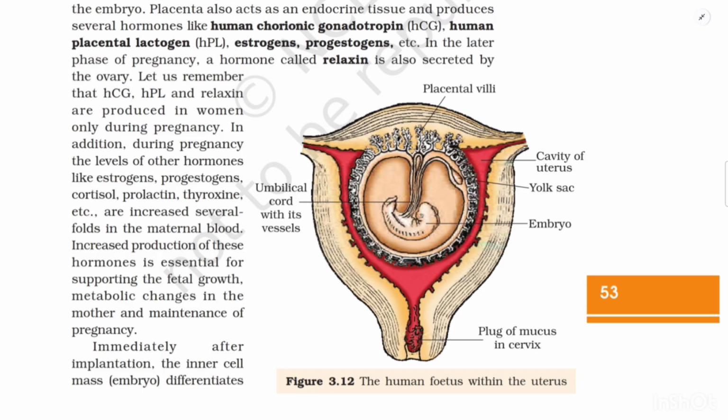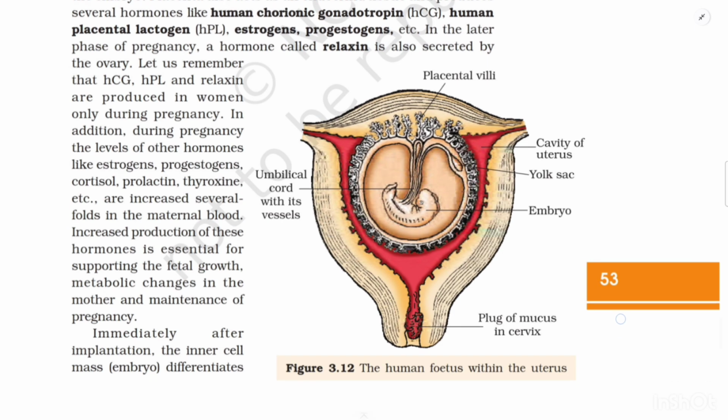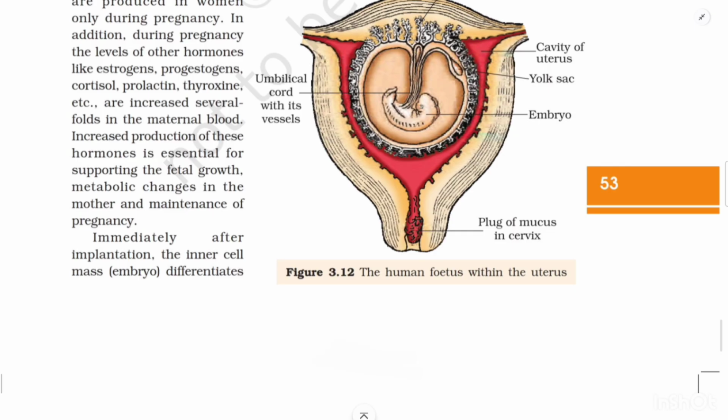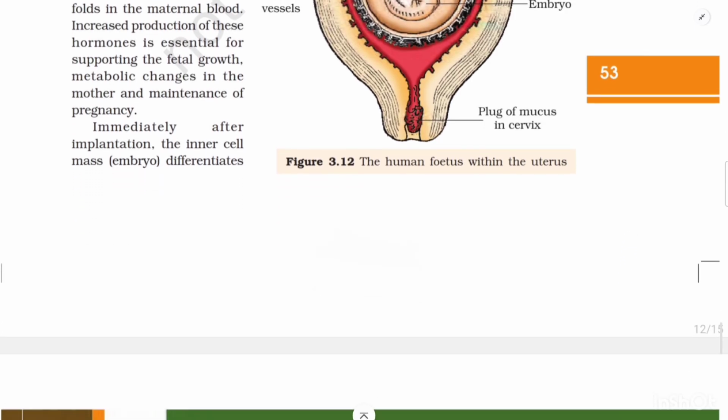In the later phase of pregnancy, a hormone called relaxin is also secreted by the ovary. Let us remember that hCG, hPL, and relaxin are produced in women only during pregnancy. In addition, during pregnancy, the levels of other hormones like estrogens, progestogens, cortisol, prolactin, thyroxine, etc. are increased several folds in the maternal blood. Increased production of these hormones is essential for supporting the fetal growth, metabolic changes in the mother, and maintenance of pregnancy.